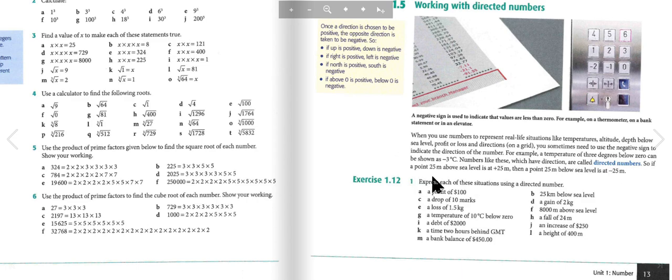So if a point 25 meters above sea level is at plus 25 meters, then a point 25 meters below sea level is at negative 25 meters.